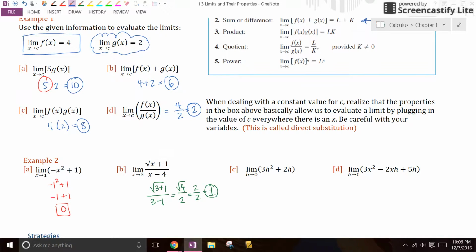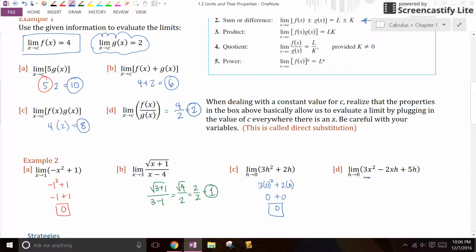All right, look at this on C. I'm going to plug in 0 for h. Ooh, I changed variables on you, h. So go to all the h's and plug in a 0, and you would get 3 times 0 squared plus 2 times 0. Hey, that's going to be 0 plus 0, which is 0. So another limit that was 0. Crazy.